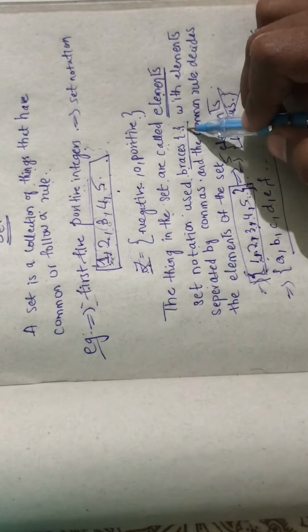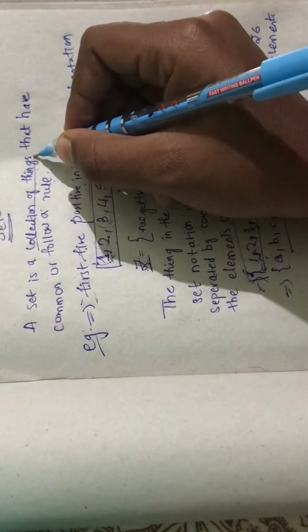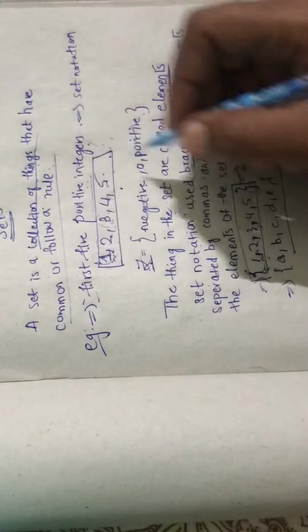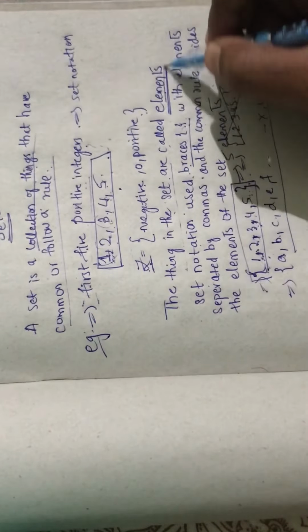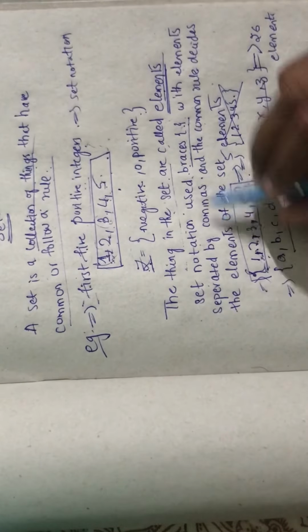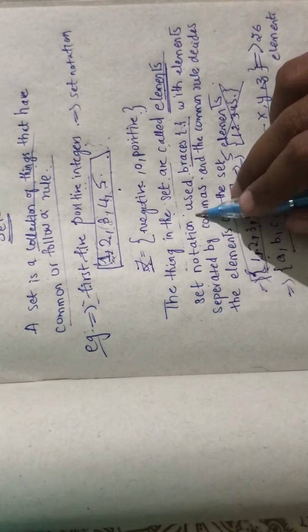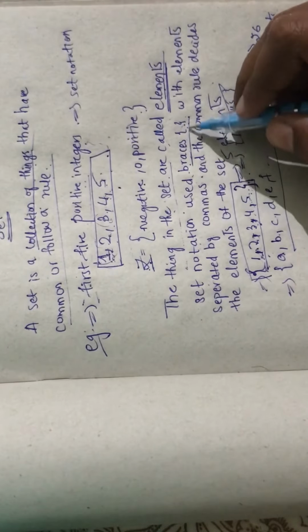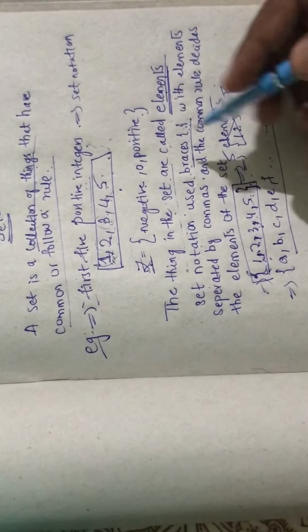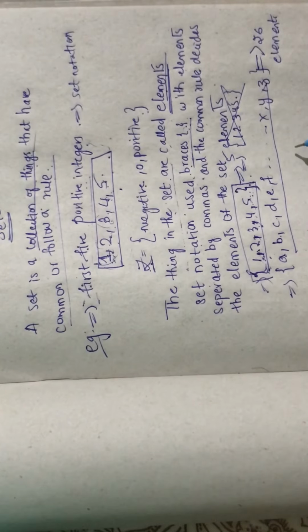So these are the 3 points. One, a set is a collection of things that have something in common or follow a rule. Two, the things in the set are called elements. Three, the notation uses braces, which means the set is represented using braces. These are the three main points for sets.